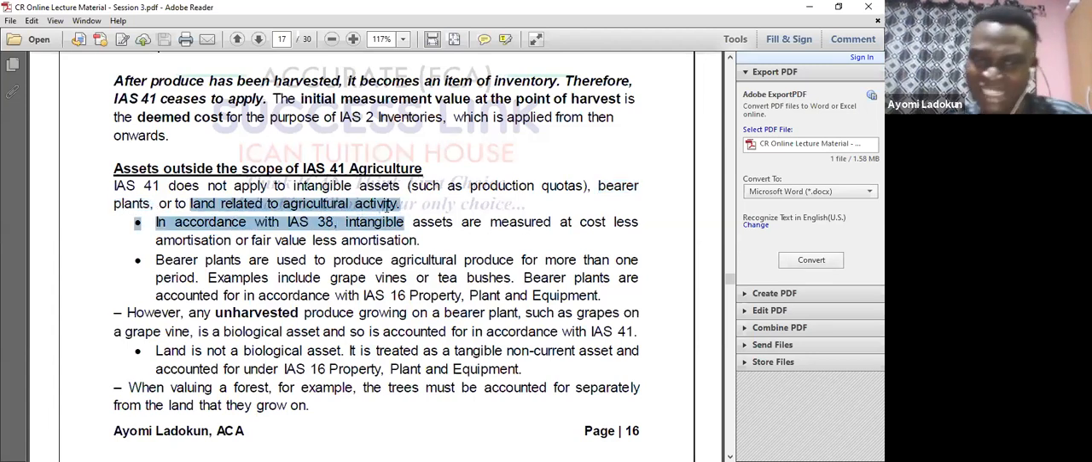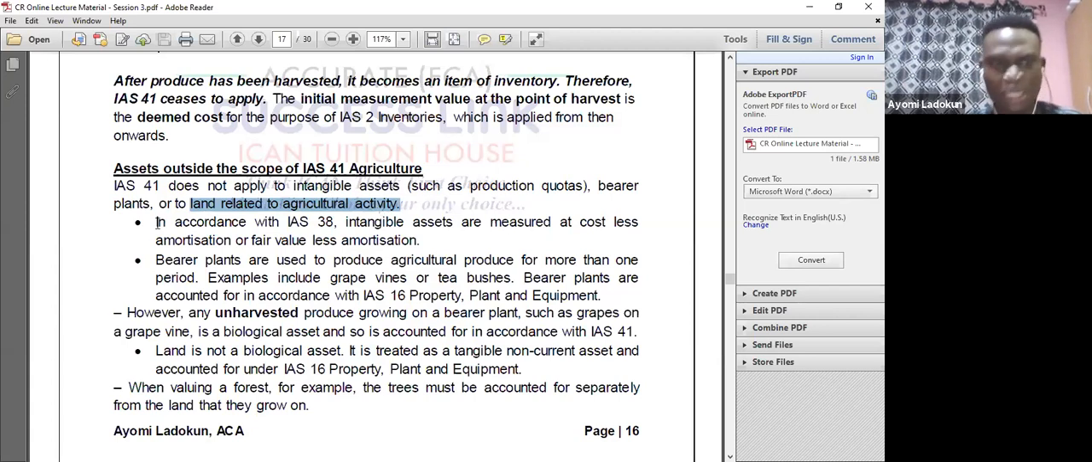Now, the land that you are using to grow your agricultural product, that's what I mean by land related to agricultural activity. So, IS 41 does not apply to them. IS 38 we apply to production quotas. IS 16 we apply to bearer plants, as the case may be, and land related to agricultural activity, IS 16 will also apply. So that's what we want to look at for now.